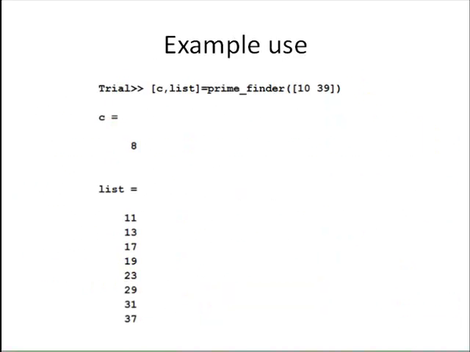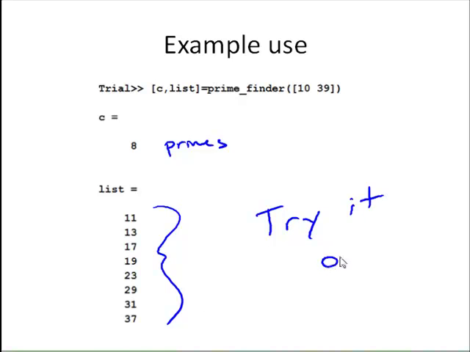So here's an example, and I'd encourage you to download this function and run it in MATLAB and try out your own examples. But here we tried to find all of the prime numbers between 10 and 39. We see there's 8 primes, and there they are: 11, 13, 17, 19, 23, 29, 31, and 37. So download it and try it out.